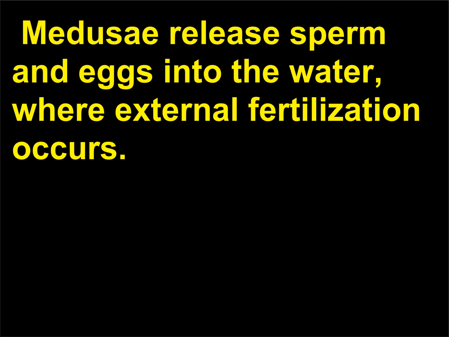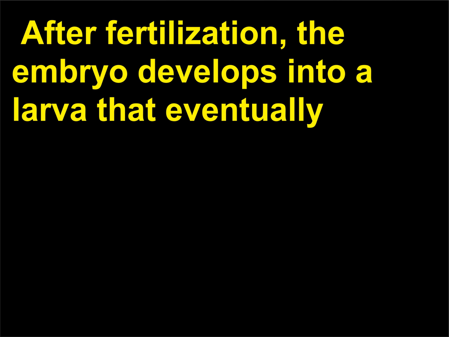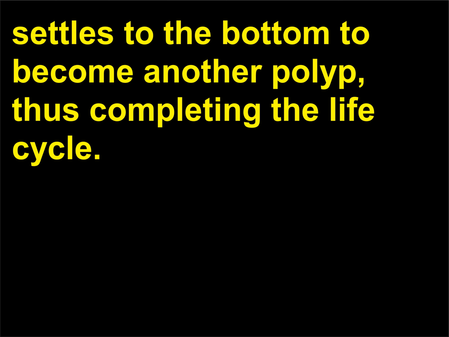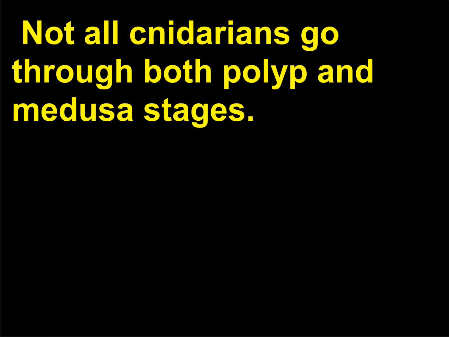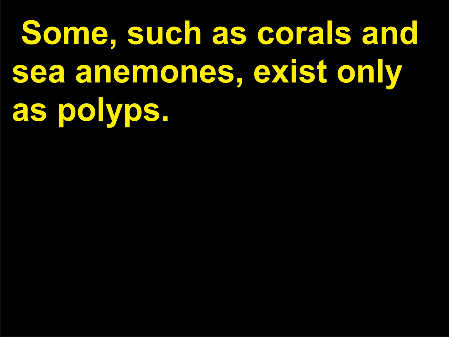Medusae release sperm and eggs into the water, where external fertilization occurs. After fertilization, the embryo develops into a larva that eventually settles to the bottom to become another polyp, thus completing the life cycle. Not all cnidarians go through both polyp and medusa stages. Some, such as corals and sea anemones, exist only as polyps.